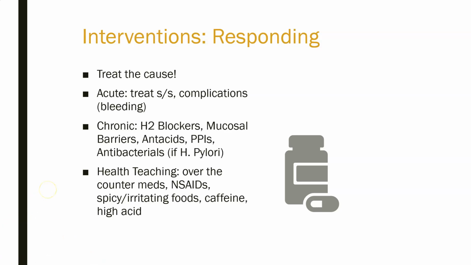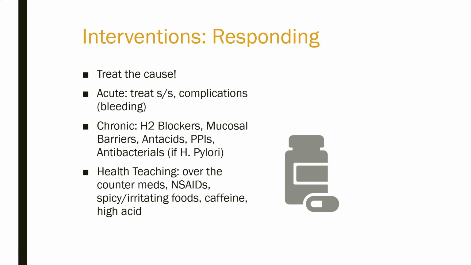What do we need to teach? We need to talk to them about their use of over-the-counter medications. They should avoid NSAIDs, spicy foods, and caffeine, and other foods that are very high in acid. These patients are usually not seen in the acute care setting unless they have an exacerbation. Most of the time these patients are treated at home.